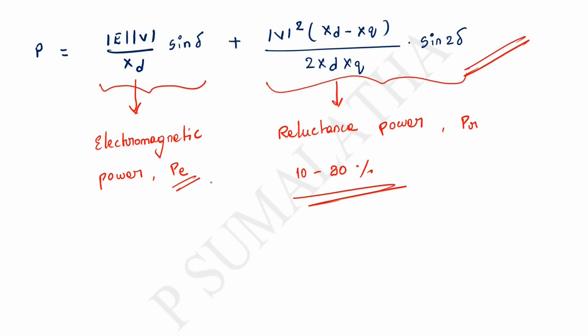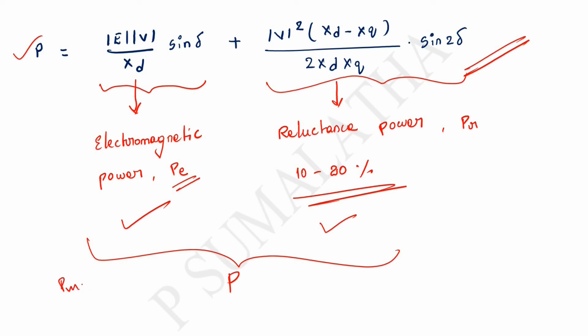Now let us see the power angle curve of the salient pole synchronous machine. We have seen already what will be the shape of the curve for this term, and we have to see how this reluctance power looks like and what is the resultant power of these two terms. That is nothing but P. And what is the condition to get the Pmax? So what is the Pmax? That is the steady state stability limit.